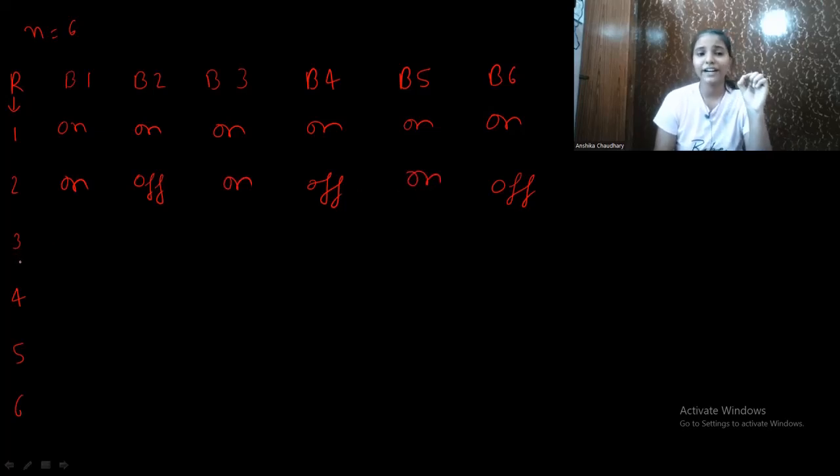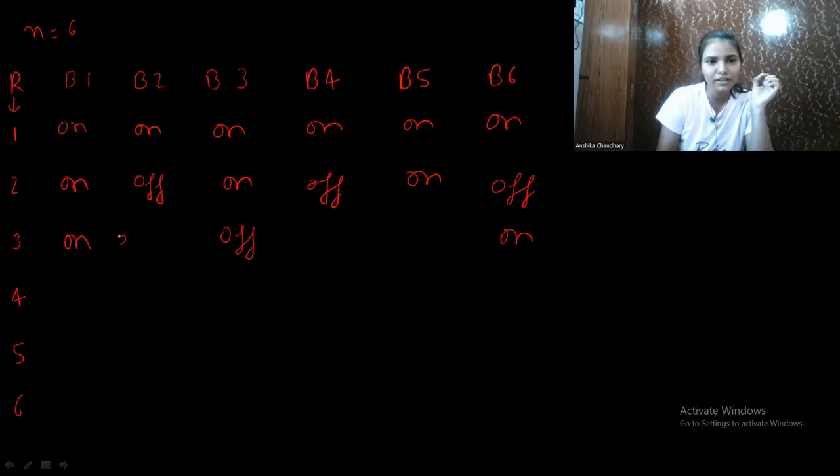Now at the third iteration, you have to toggle the state of every third bulb. That means every multiple of 3. Each multiple of 3, you have to toggle the state of that bulb. Now here in this sample test case, what are the multiples of 3? The multiples of 3 are 3 and 6. All right. So we will be toggling the state of third and sixth bulb. Okay, so this is on, so we will make it off, and if it is off, we will make it on. All right, we are done with this, and the remaining bulbs will be as they are, off, and on.